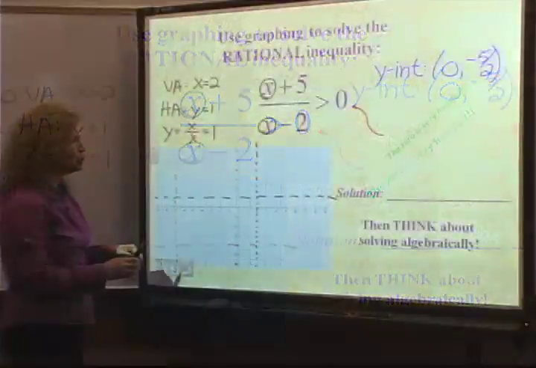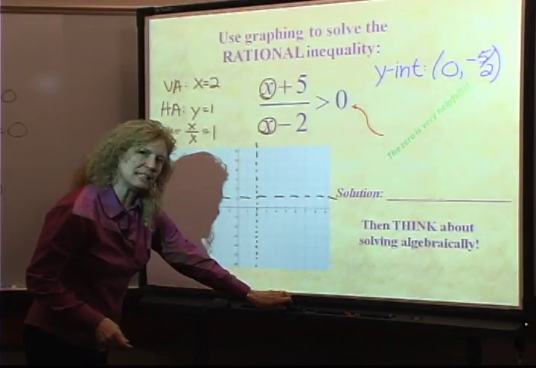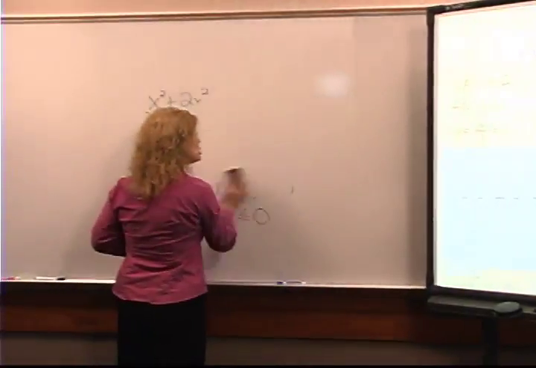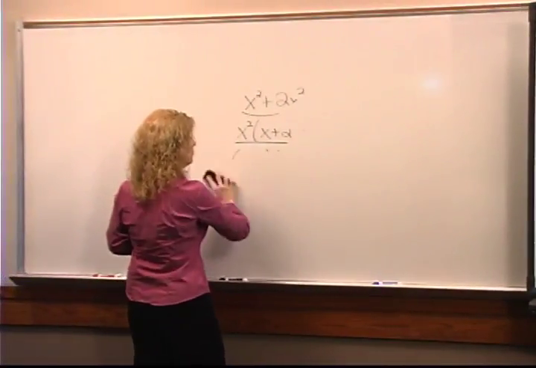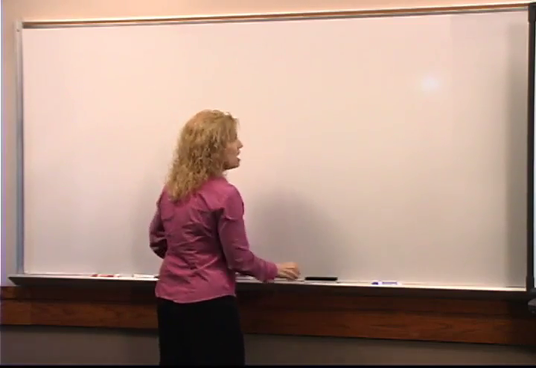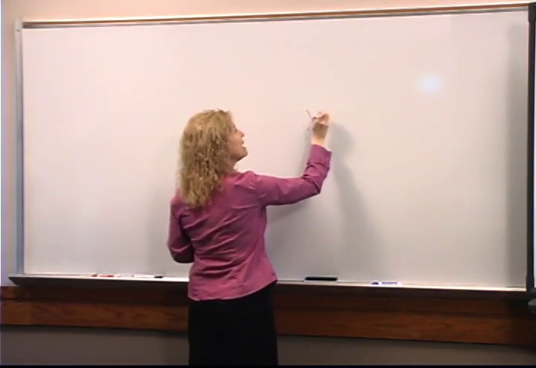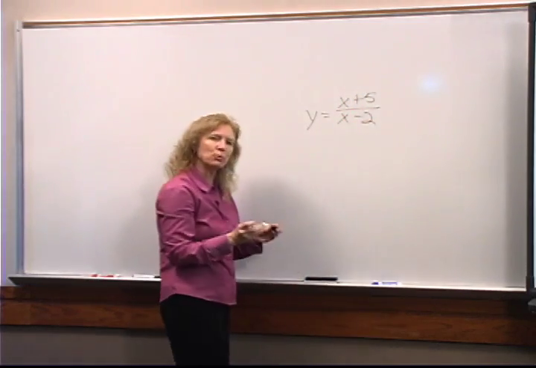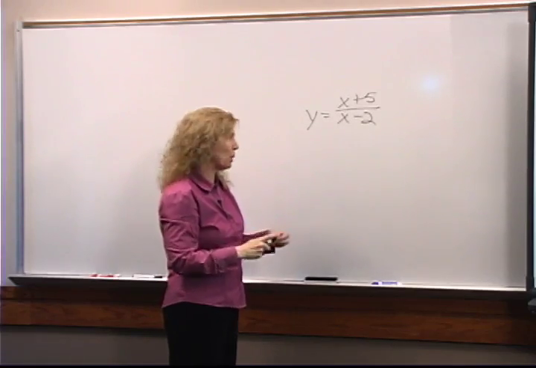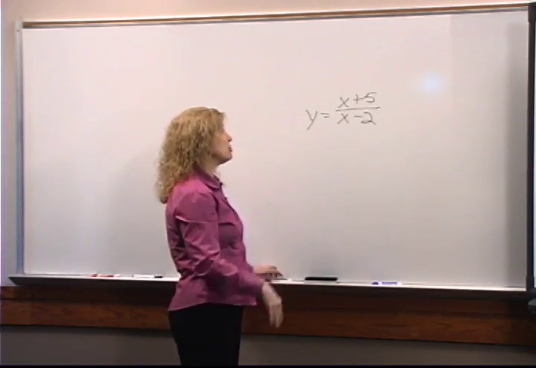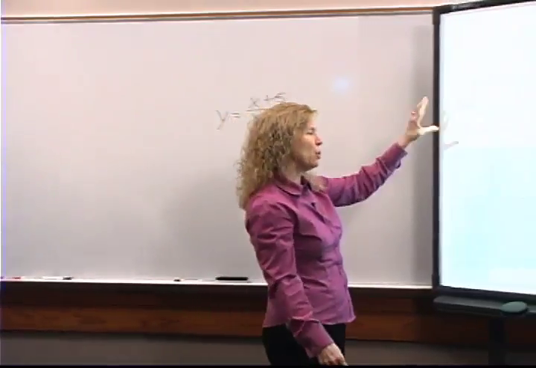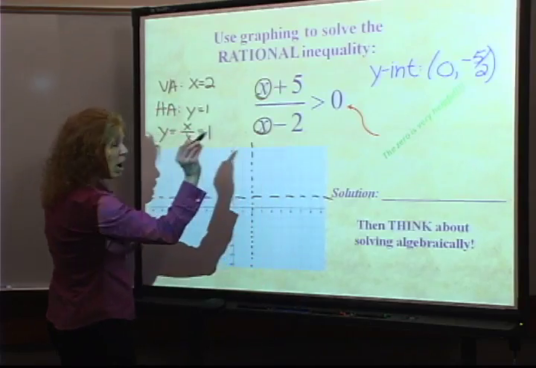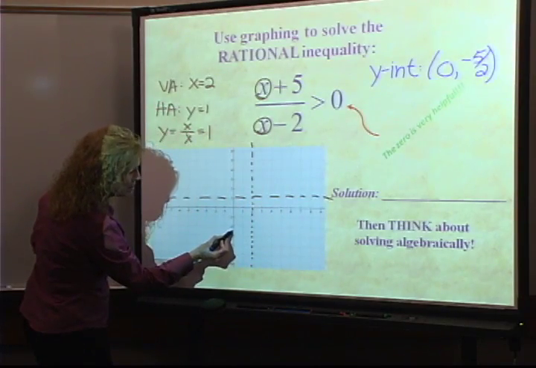By the way, if it bothers you that I'm working with the 0 in there, we might want to just clarify for a moment what I'm actually graphing. I'm really graphing y equals x plus 5 over x minus 2. I'm graphing that equation. That's what we did in a previous lesson, and we know the horizontal asymptote, the vertical asymptote. I know my y-intercept is at 0, -2.5.